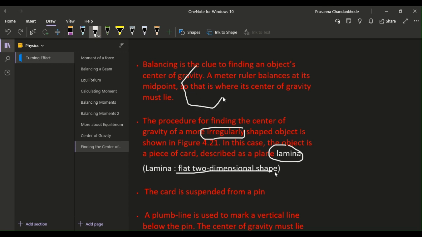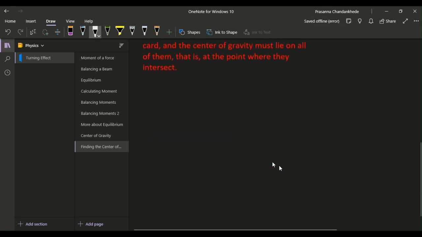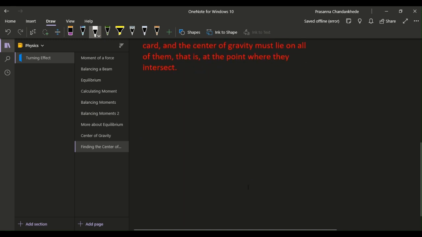It could be like this, but it's like a sheet of paper. It's 2D. The card is suspended from a pin. A plumb line is used to mark a vertical line below the pin. The center of gravity must lie on this. This process is repeated for 2 more pinholes. Now there are 3 lines on the card and the center of gravity must lie on all of them. That is at the point where they intersect.